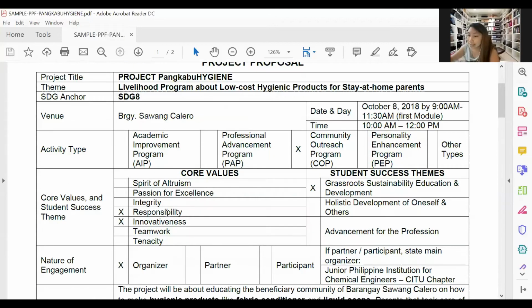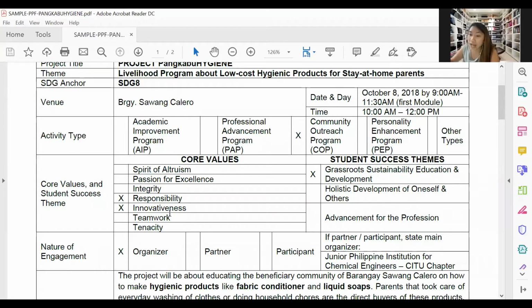Next is the core values and student success team. We have the core values of CIT. You have to choose whether it is spirit of altruism, passion for excellence, integrity, responsibility, innovativeness, teamwork, or tenacity. In this project's case, it's responsibility and innovativeness.